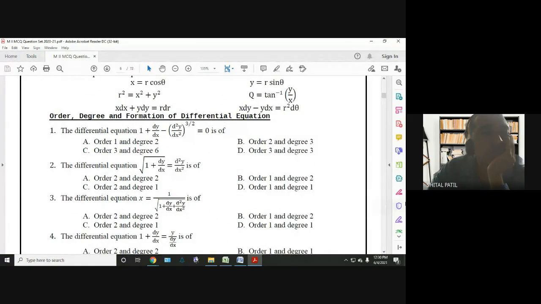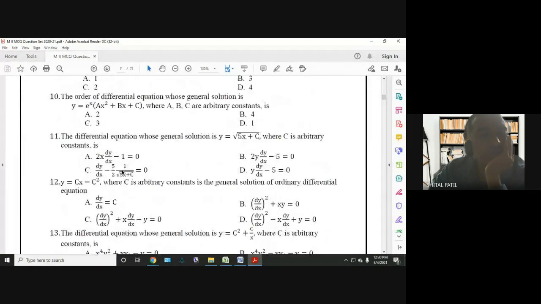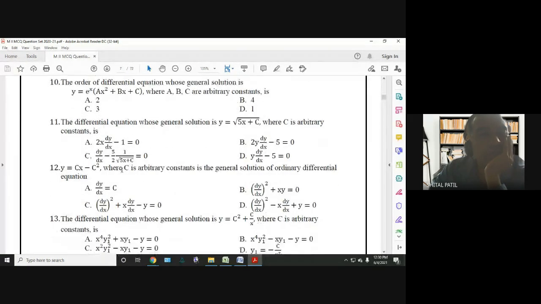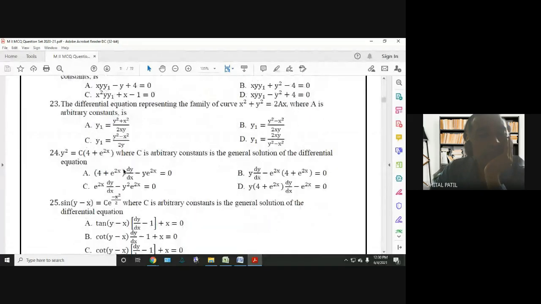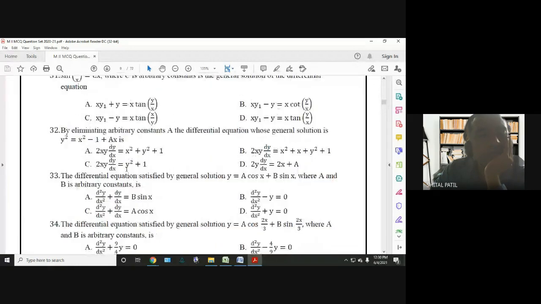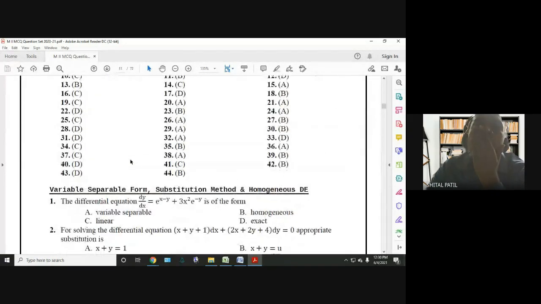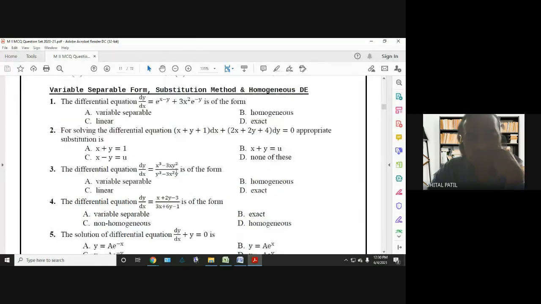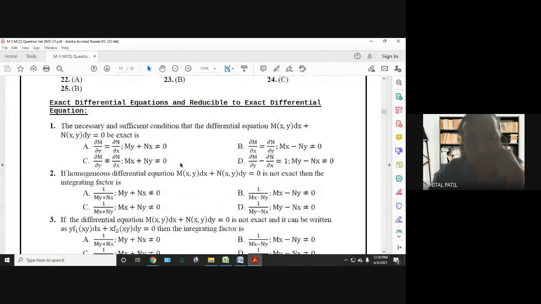So MCQs on order, degree and formation of differential equation. This is the portion which we have left for the flipped classroom. After this lecture, we'll study this part. Around 45 examples are there. Next is variable separable form, substitution method and homogeneous differential equation. Around 25 examples are there. That is to be covered in next lecture.